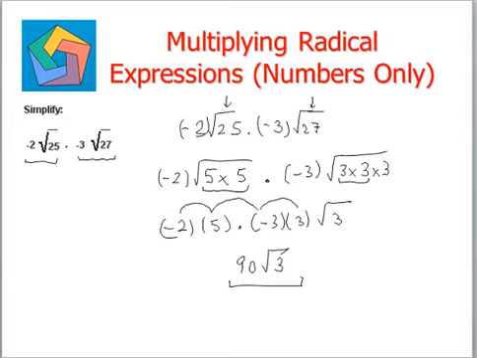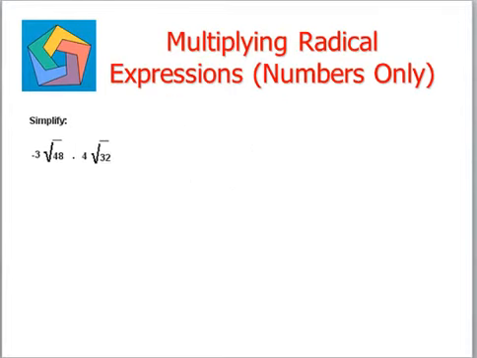Let's move on to the next question to make our concept more clear. We have simplify negative 3 root of 48 times 4 root of 32. Our steps remain the same. We simplify the numbers inside the radical or factor them. So we put down the factors of 48.